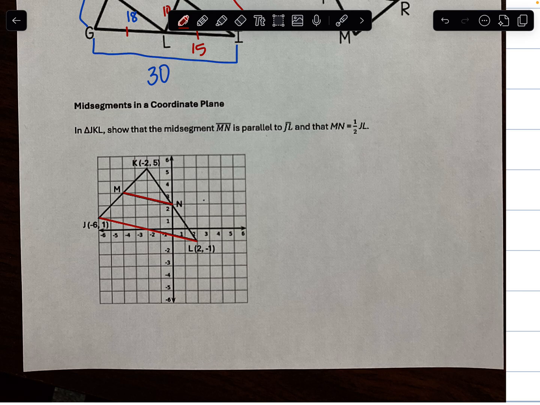But how do I know for a fact that those two lines would be parallel? You find how long it is? Oh, come on, we did this last semester. Say it again. Slope, right?